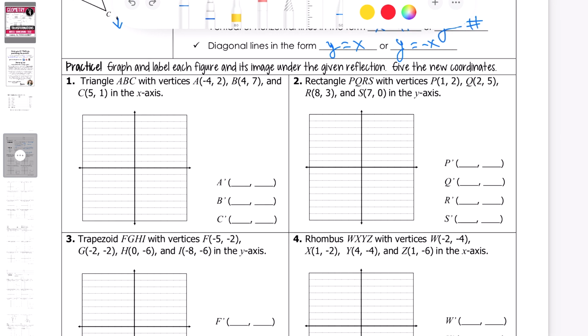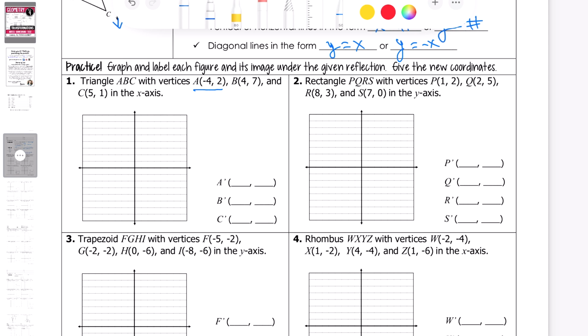So first, there's a couple of things you need to do on these to get full credit. So it says graph and label each figure and its image under the given reflection. So it's going to give you a figure. So this one's triangle ABC. It gives you the points to graph. So you do need to graph that. Then it tells you what you're going to be reflecting over. And I suggest very heavily that we put the line of reflection in so we know what we're reflecting over. And then the last piece is give the new coordinates. They're always going to ask you for what the end coordinates are. So we have a couple of things we have to do in here to get full credit.